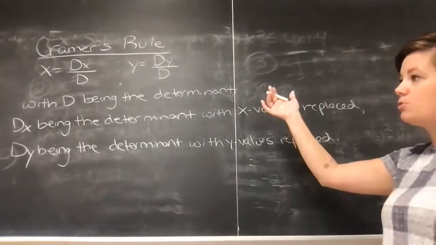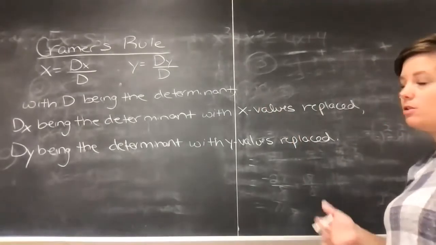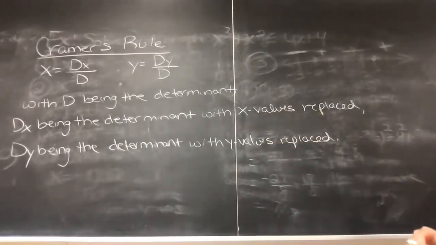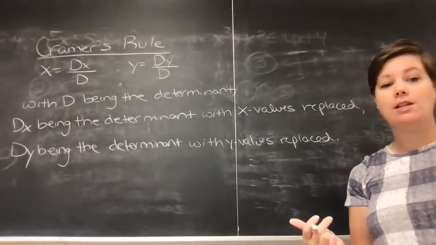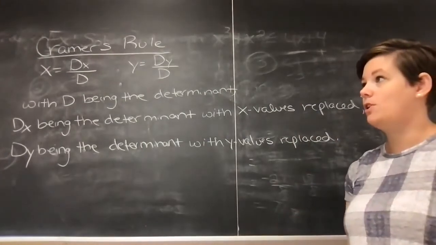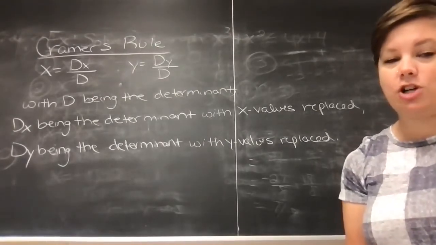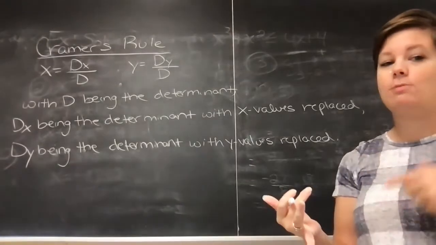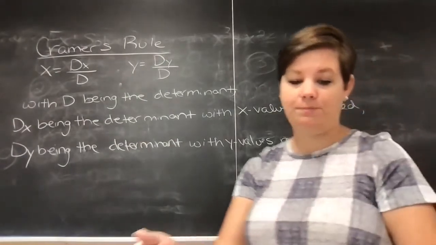So this is Cramer's Rule, with the D being the determinant, with Dx being the determinant where your x values are replaced, and Dy being the determinant with your y values replaced. Again, sounds weird. It's super easy. You're finding the determinant 3 times, and that tells you the solution to your system of equations. I think it's really cool because we learned a lot of different methods back in chapter 5, like the addition method and the substitution method, in order to solve these systems of equations. And now we can use matrices to solve them.